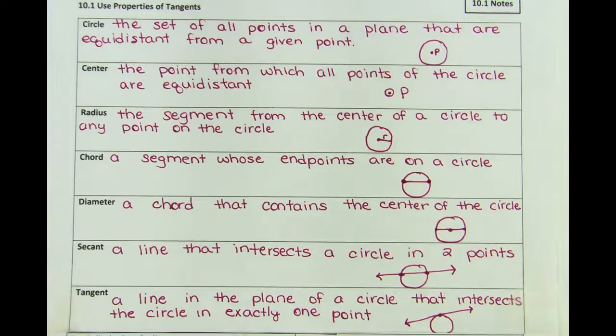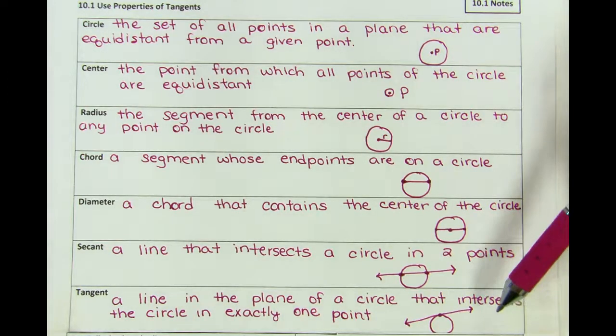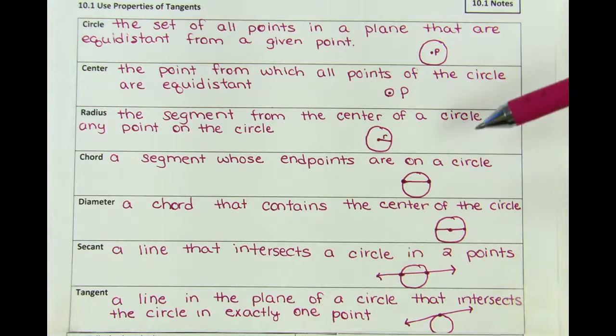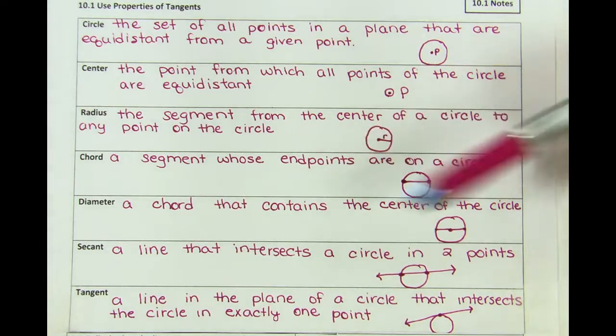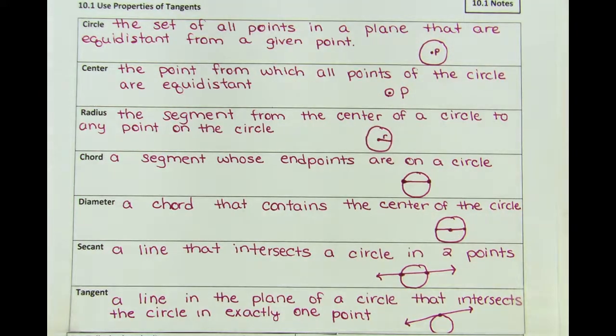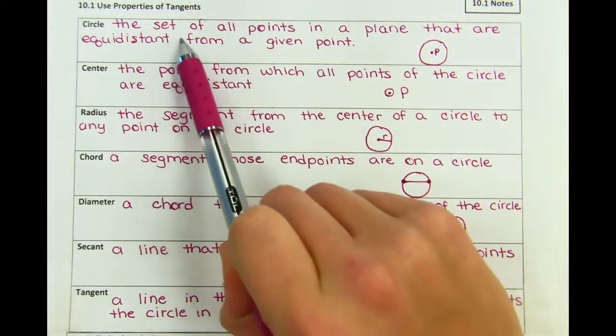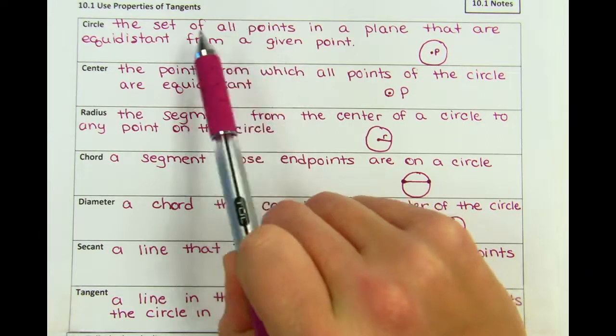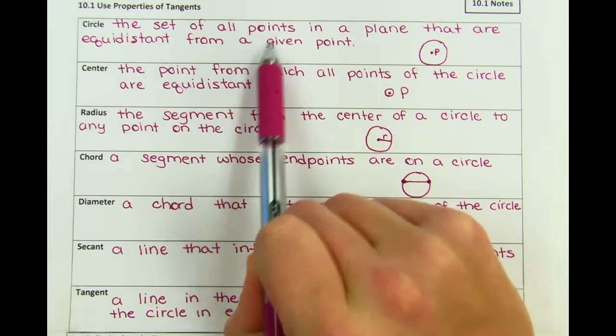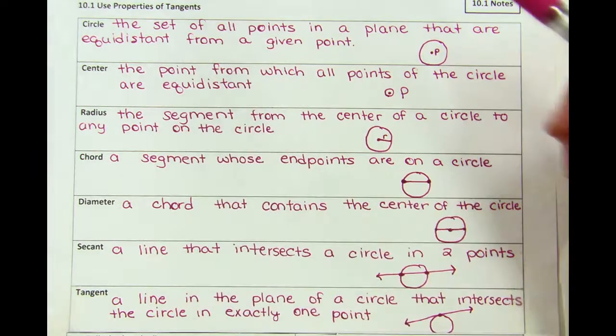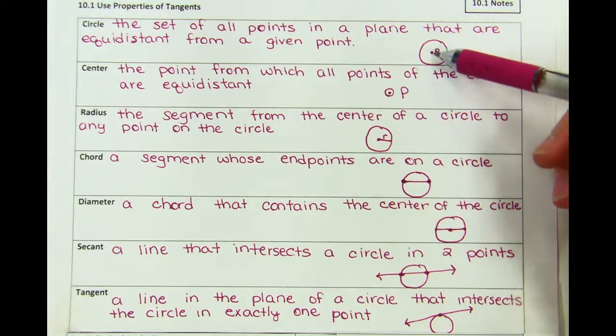Okay, this is 10.1, using properties of tangents. You should have already copied out these definitions, so let's take a second and talk through them. Like we've been talking about all semester, language in geometry is super important. So the precise definition of a circle is that it is a set of points, a group of points, that are all equidistant from that center point.